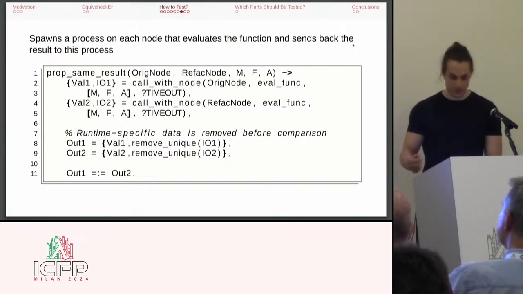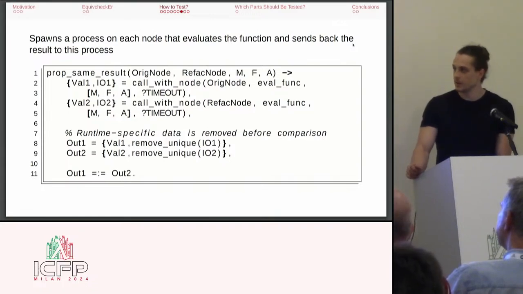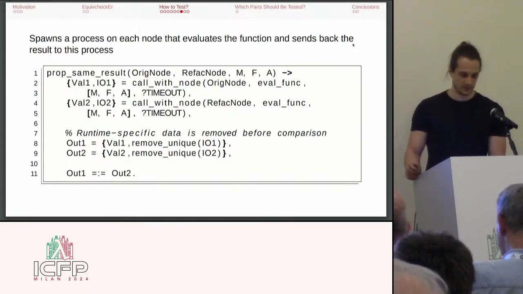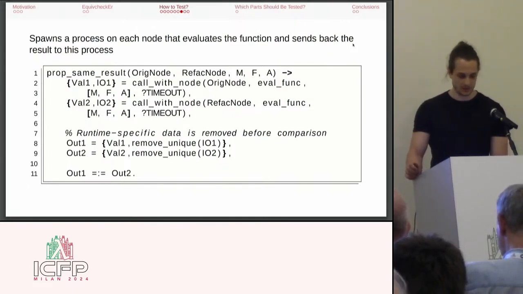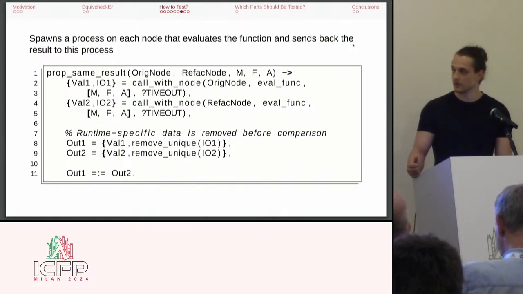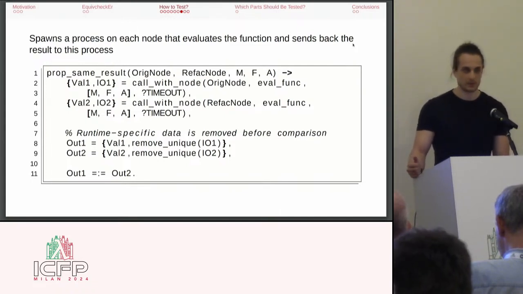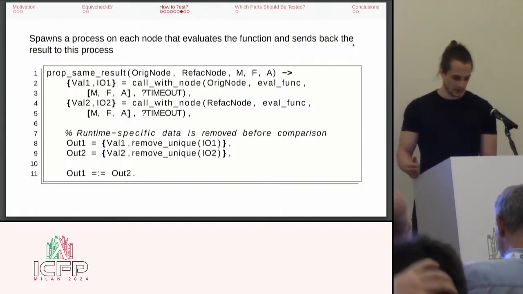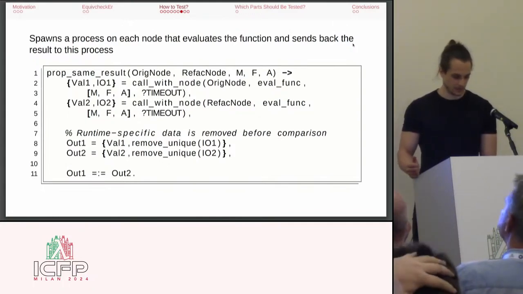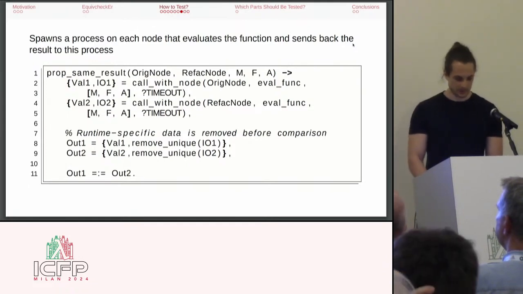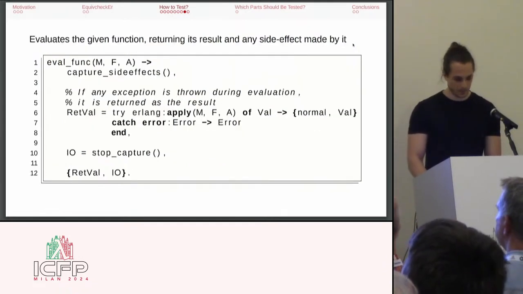We also remove any runtime-specific data. For now we are just removing process IDs, because these are unique to the runtime the function is evaluated on, and we don't want any false positives because of that. After that we use the built-in Erlang equivalence operator to compare the results.